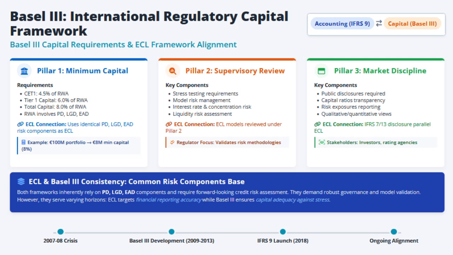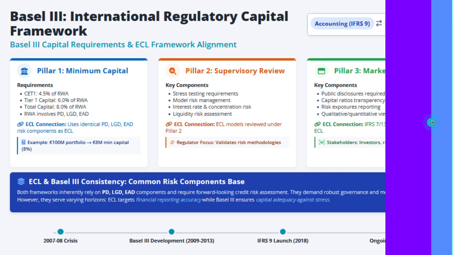However, and this is important, there are differences in application. IFRS 9 focuses on financial reporting accuracy and determining the right level of provisions on the balance sheet, whereas Basel III focuses on ensuring banks have sufficient capital to absorb unexpected losses across various stress scenarios. And this is why banks can't just build one model and be done. They need comprehensive risk frameworks that feed into both the accounting and regulatory calculations, but with the understanding that the emphasis and the time horizons might differ.